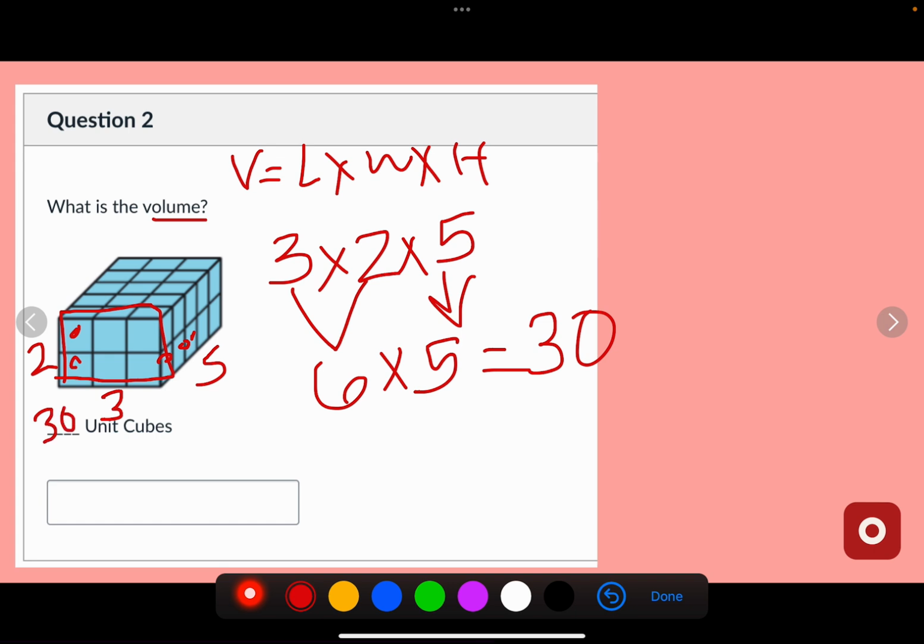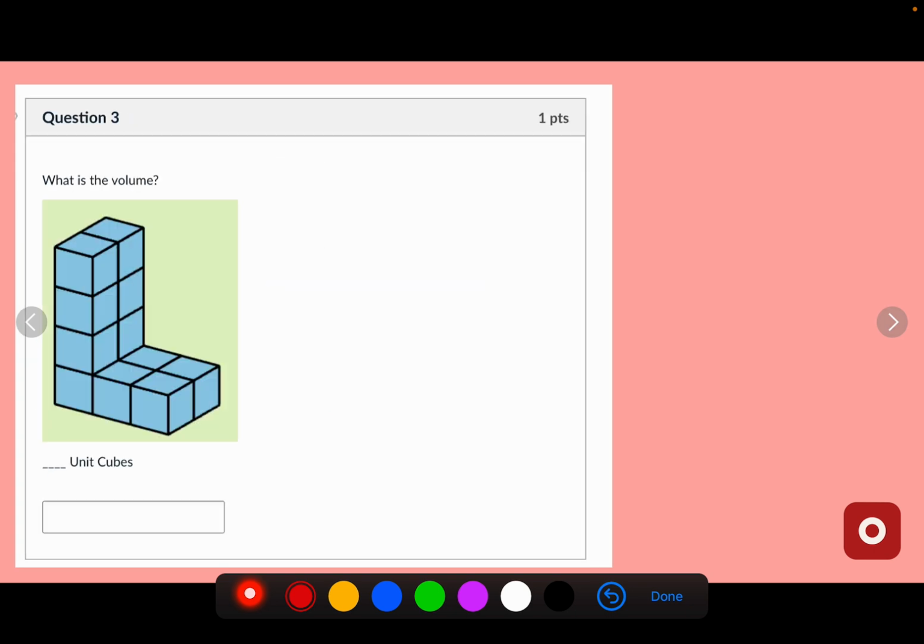We're going to keep practicing with volume, so let's try it again. What is the volume?